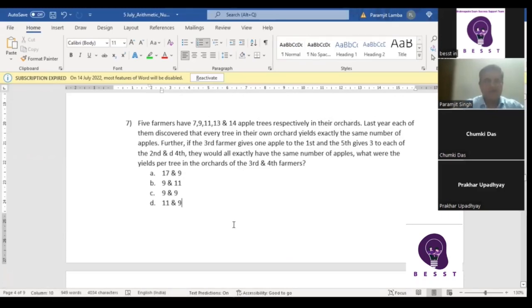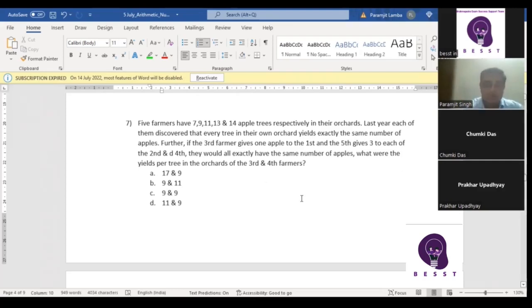Next question is, 5 farmers have 7, 9, 11, 13 and 14 apples. Now this is getting a little more complicated. Last year, each of them discovered that every tree in their own orchard yields exactly the same number of apples. Further, if the third farmer gives 1 apple to the first and the fifth gives 3 to each of the second and fourth, they would have exactly the same number of apples. What were the yields per tree in the orchards of the third and fourth farmer?